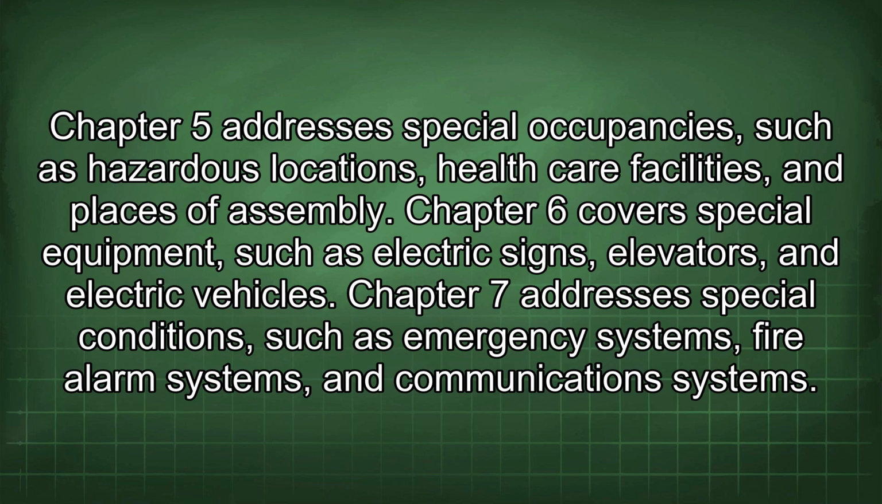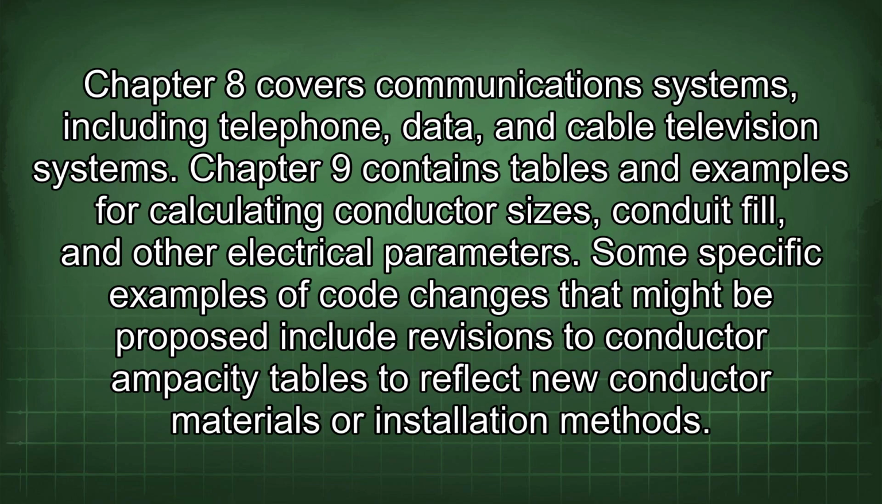Chapter 5 addresses special occupancies, such as hazardous locations, healthcare facilities, and places of assembly. Chapter 6 covers special equipment, such as electric signs, elevators, and electric vehicles. Chapter 7 addresses special conditions, such as emergency systems, fire alarm systems, and communications systems. Chapter 8 covers communications systems, including telephone, data, and cable television systems. Chapter 9 contains tables and examples for calculating conductor sizes, conduit fill, and other electrical parameters.